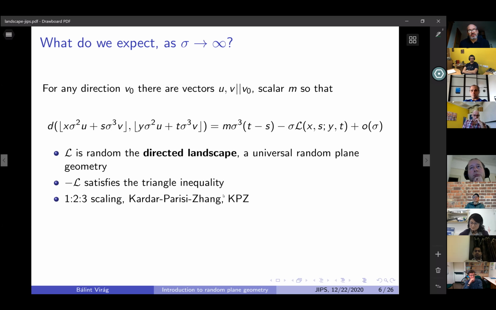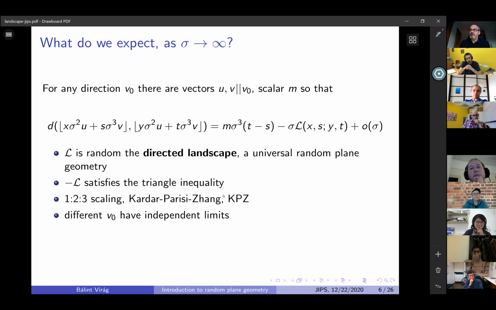And this 1, 2, 3 scaling refers to the Kardar-Parisi-Zhang universality class, which is basically the story of this random geometry in physics. That's a paper from 1982, and everything around that is roughly about this. Another thing that you notice is that if you look in different directions, so if you change your v0, their main direction, then you have independent limits. So different directions don't really interact. In a given direction, your random geometry is a little bit skewed, and that's just the nature of this world.